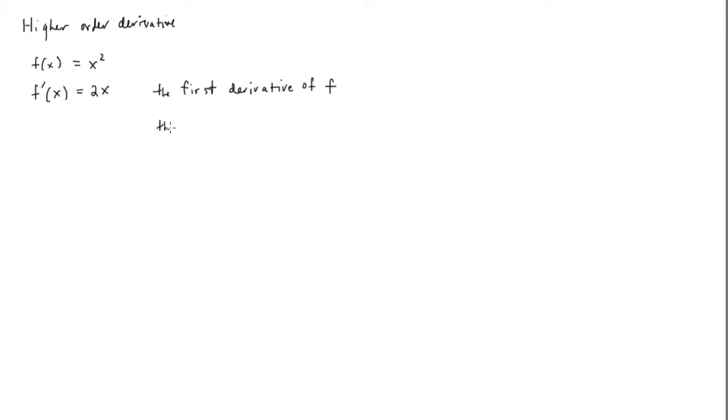So the next one that we'll write down is the second derivative of f. Now the notation for this will be, well, 1 prime is first derivative, so how about 2 primes for the second derivative, and then so on. Now, what does it mean to take the second derivative? Basically, it's the derivative of the derivative.